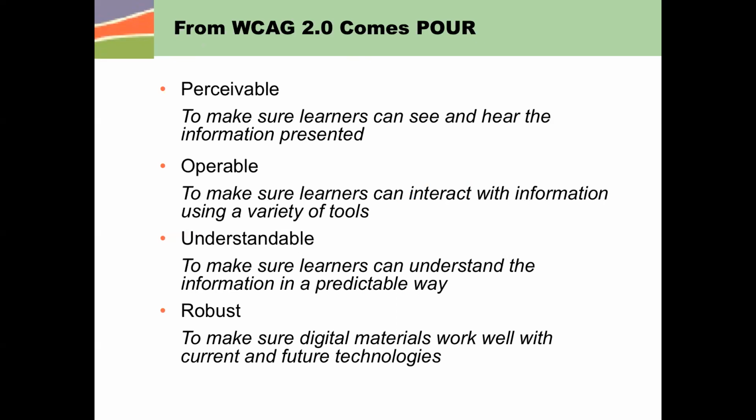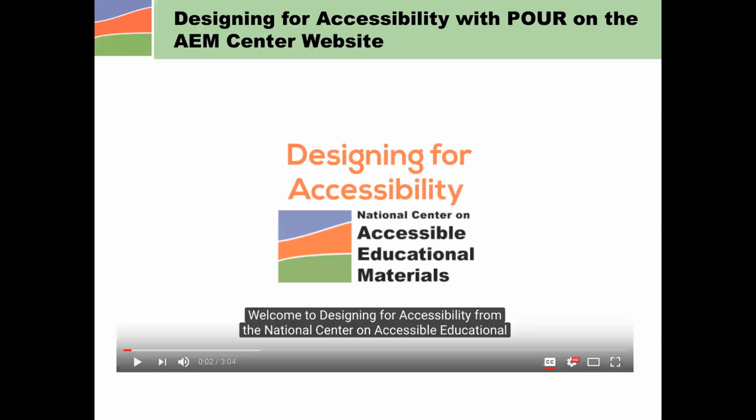If it's understandable, it means that students can understand it, that they have access to the information regardless of what level they may be reading at or listening at, and that information is predictable, that it's organized and structured in a way that students can follow. And if it's robust, it means that the digital material works well with current and future technologies. So if a student's assistive technology or their specialized software changes, that material will continue to work with their existing technology.